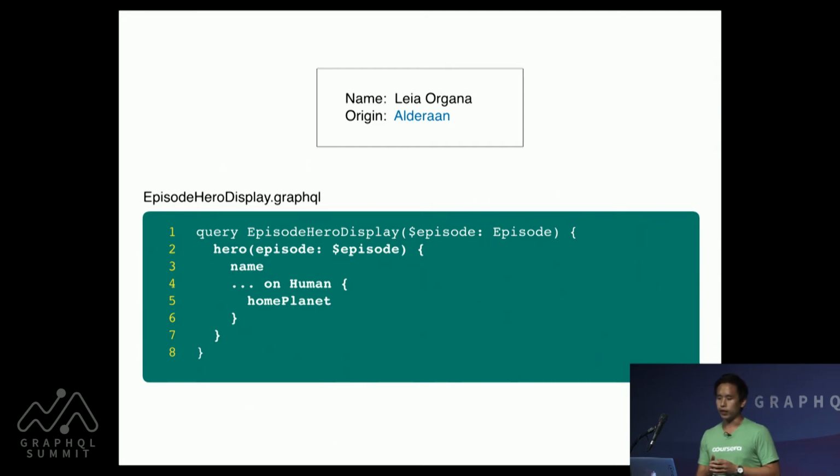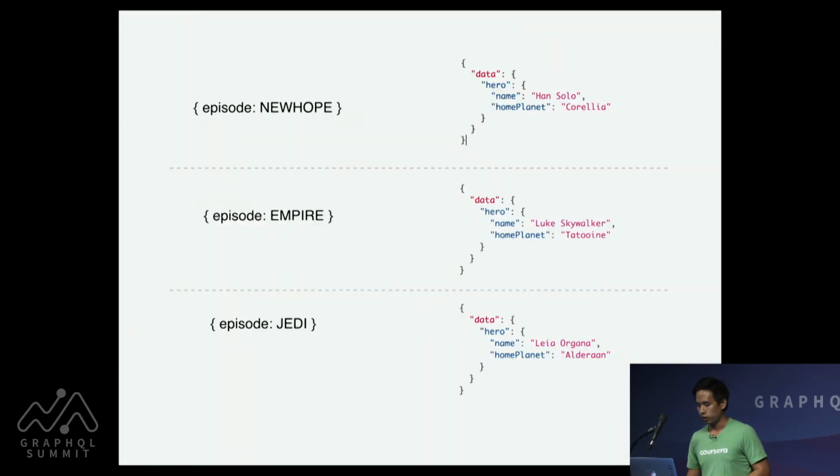We need the name, right, Leia Organa, and we need her origin, which is her home planet. So we write an inline fragment with the human type condition and fetch the home planet. We throw all the episodes we know that exist on this resolver into this, and we get back our JSON. And we're like, cool, we kind of understand what we're doing here.